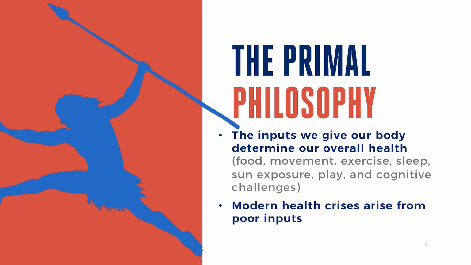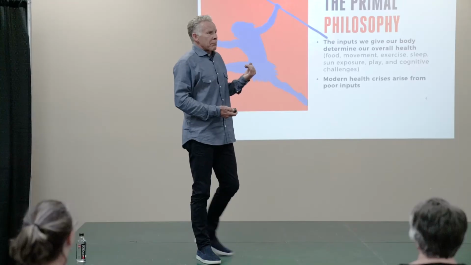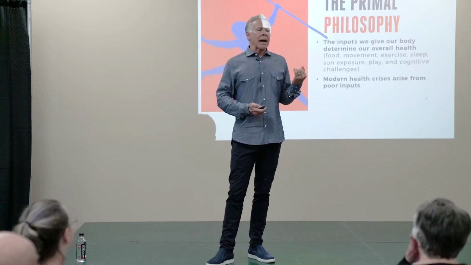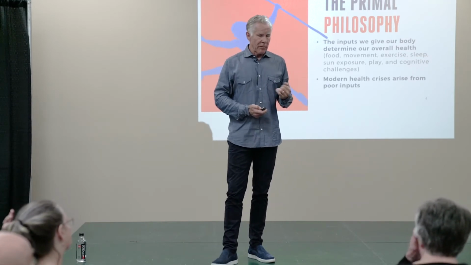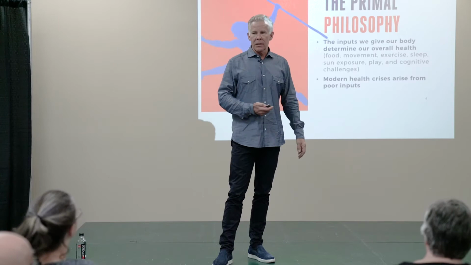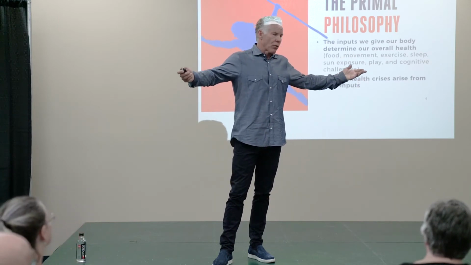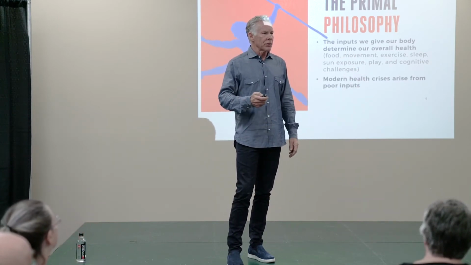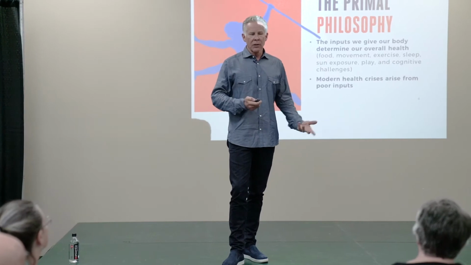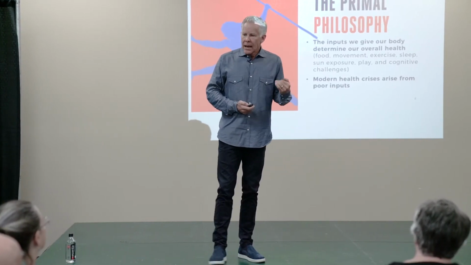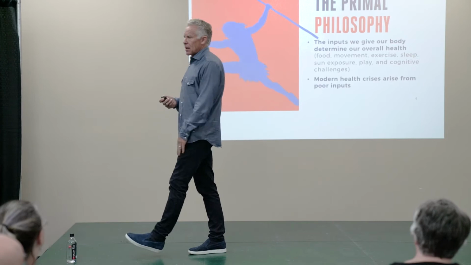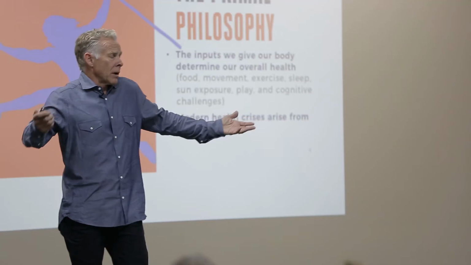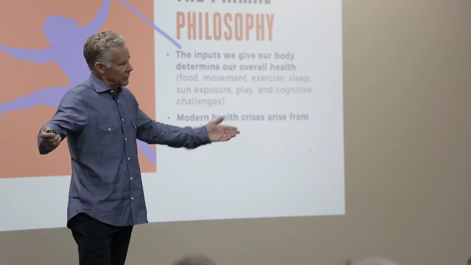And modern health crises arise from poor inputs. The type 2 diabetes epidemic in this country continues to run rampant. 35, 40 million people either diagnosed or undiagnosed still have type 2 diabetes. And a lot of people assume, well, I have bad genes. I can't do anything about it. I got bad genes, and my parents, it's their fault.